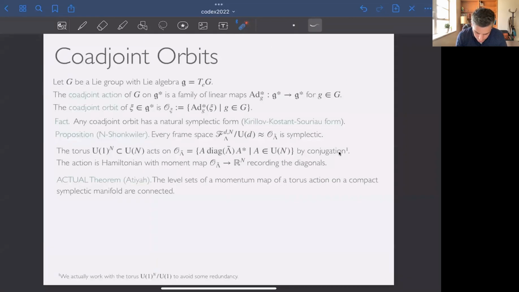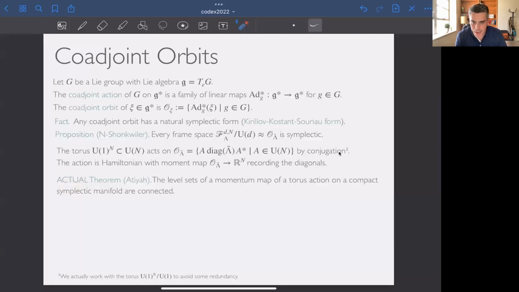Okay, so I said kind of a fake theorem earlier about connected level sets. Here's an actual theorem. The level sets of a momentum map of a torus action on a compact symplectic manifold are always connected. Okay, so that's the thing that's actually true.